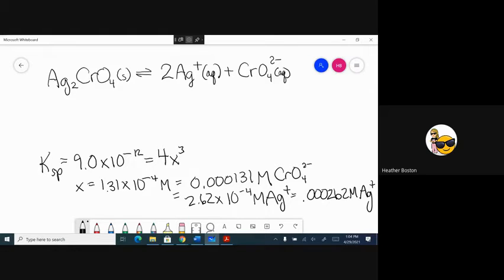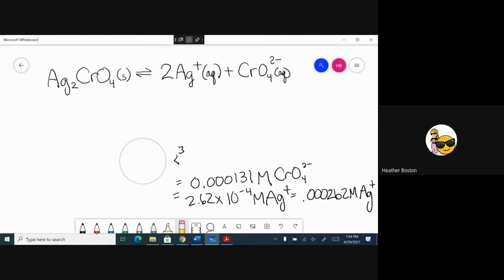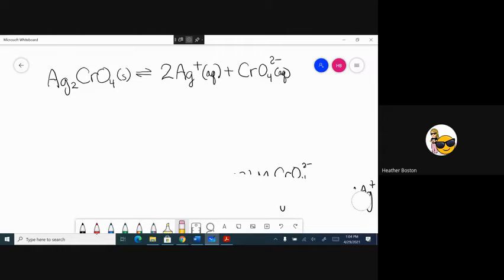Okay, that's what we've learned so far. Now we're going to talk about what a common ion problem would look like. And actually, believe it or not, common ion problems are more likely.